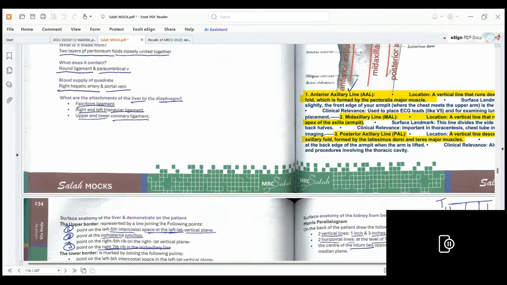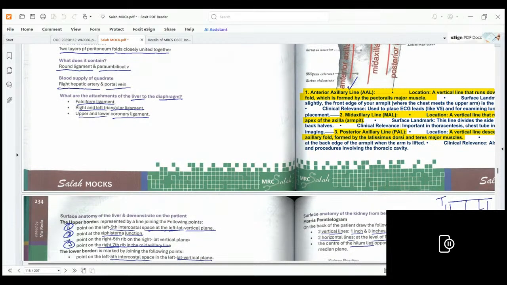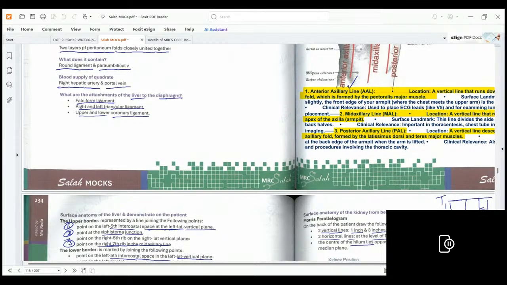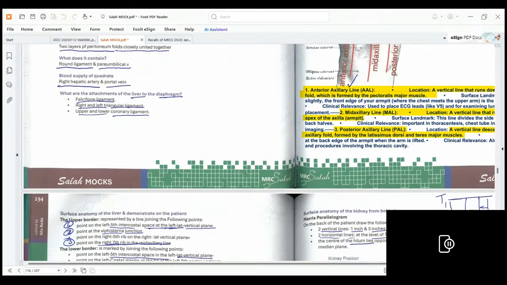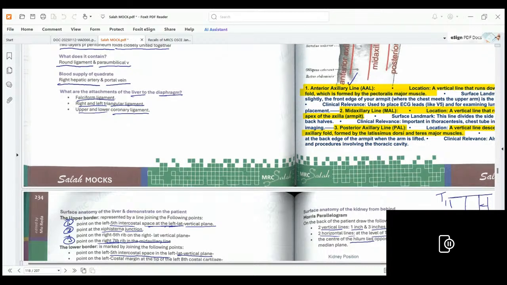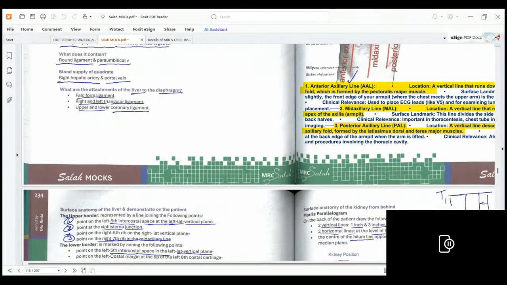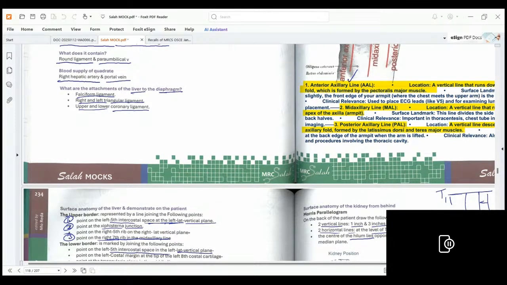Okay. Again, we have surface anatomy of the liver, and we demonstrate it on the patient. Surface anatomy of the liver. Okay, the upper border of the liver. In recall, we have seen this coming many times. The upper border and the lower border.